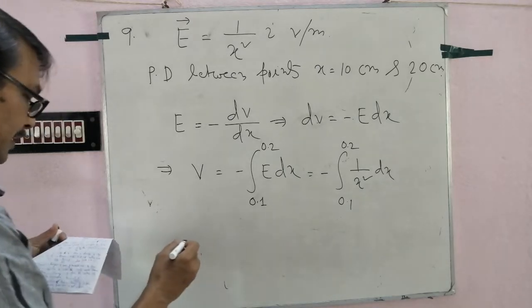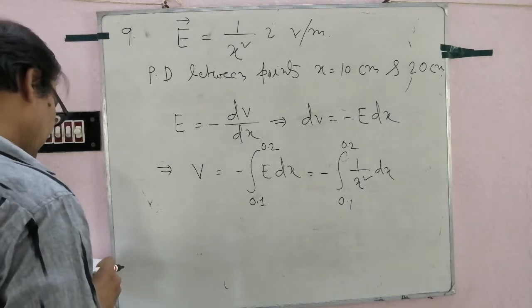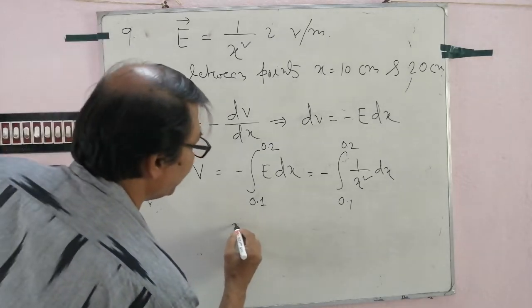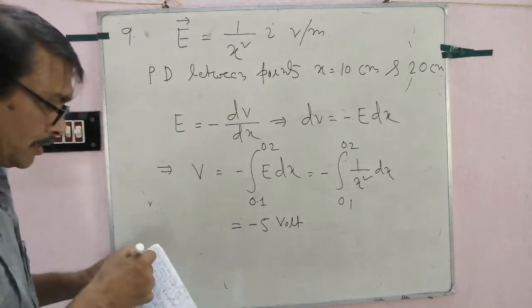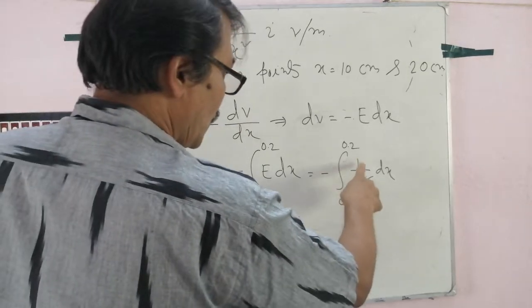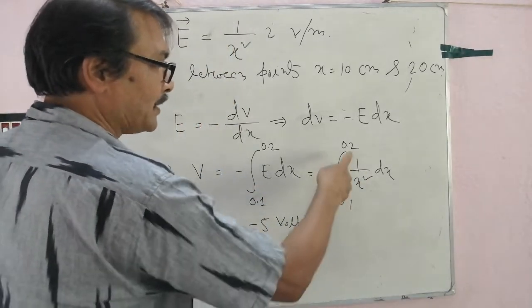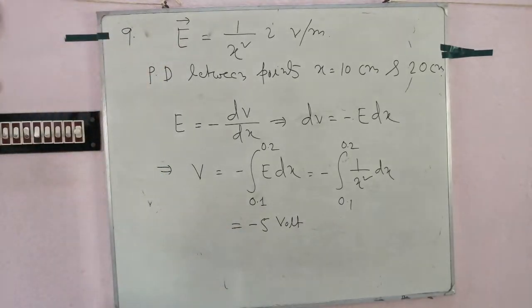If we calculate, the result will be minus 5 volt. Very simple. The result will be minus 1 by x, minus a plus, upper limit and lower limit, we will get the result. Follow it. Next question.